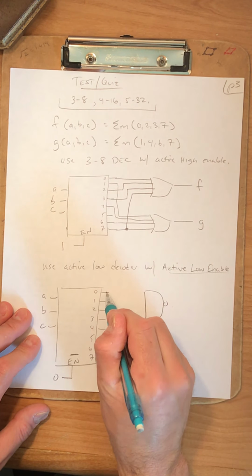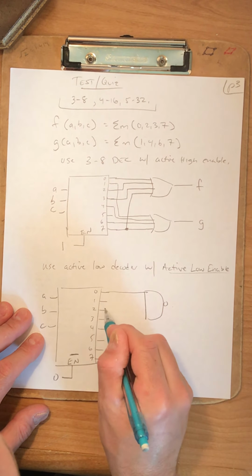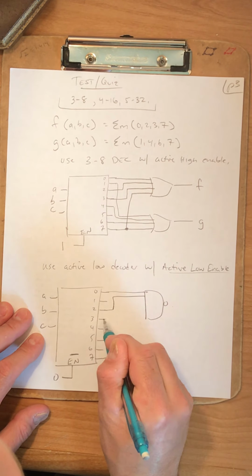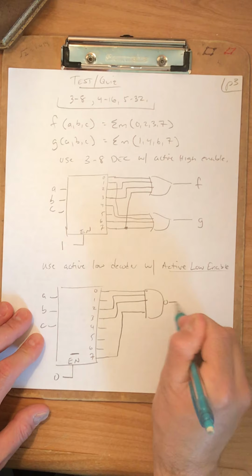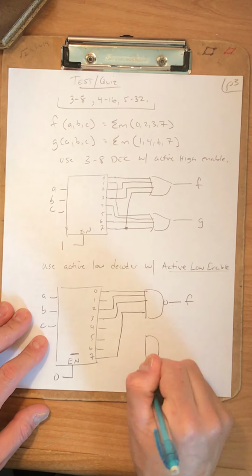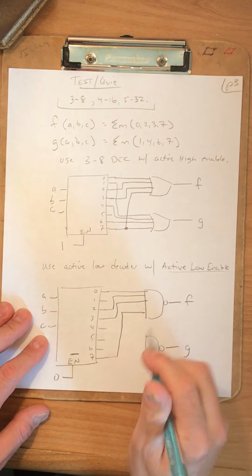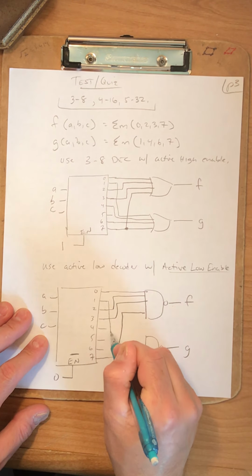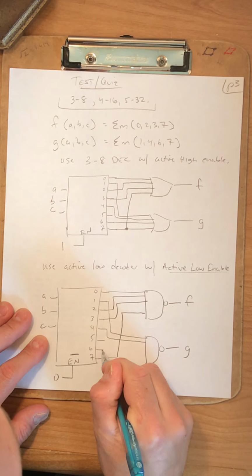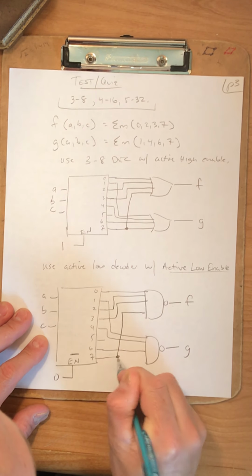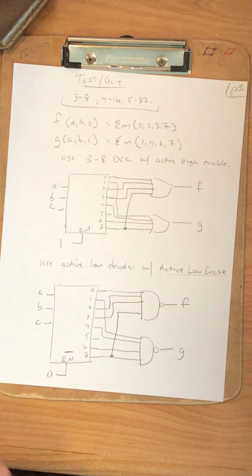So the top one was, again, 0, 2, 3, 7, and that's F. The other one is G, and we have 1, 4, 6, and 7. That's all there is to it. Fairly straightforward there.